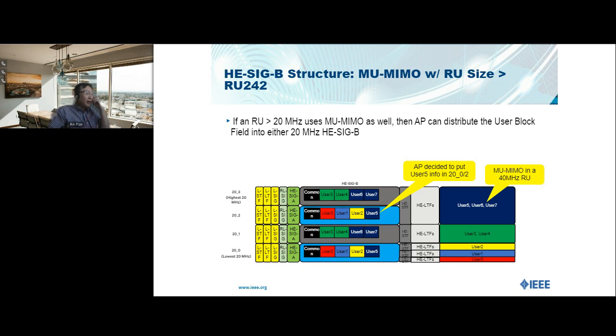Okay, this is essentially what all these labels are.